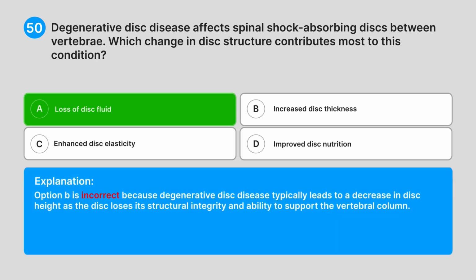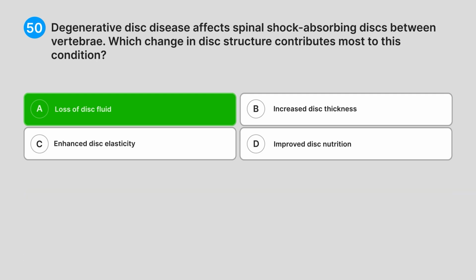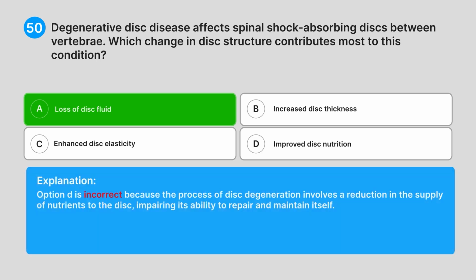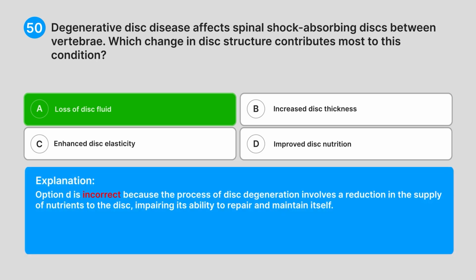Option B is incorrect because degenerative disc disease typically leads to a decrease in disc height as the disc loses its structural integrity and ability to support the vertebral column. Option C is incorrect because as the disc degenerates, it loses its elasticity and becomes stiffer, making it less able to absorb shock and distribute forces evenly. Option D is incorrect because the process of disc degeneration involves a reduction in the supply of nutrients to the disc, impairing its ability to repair and maintain itself.